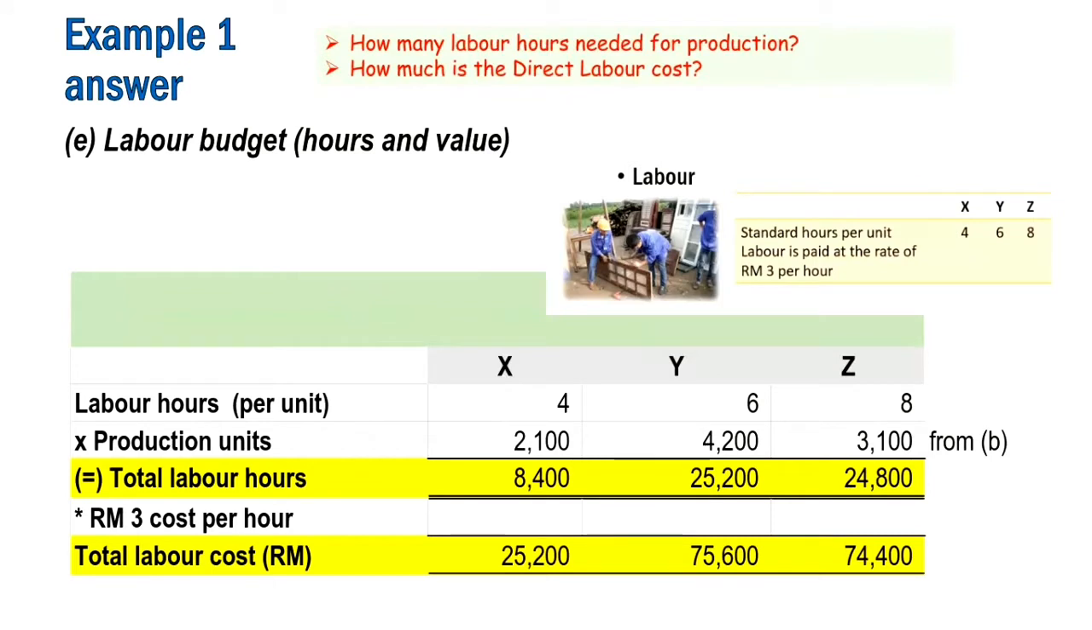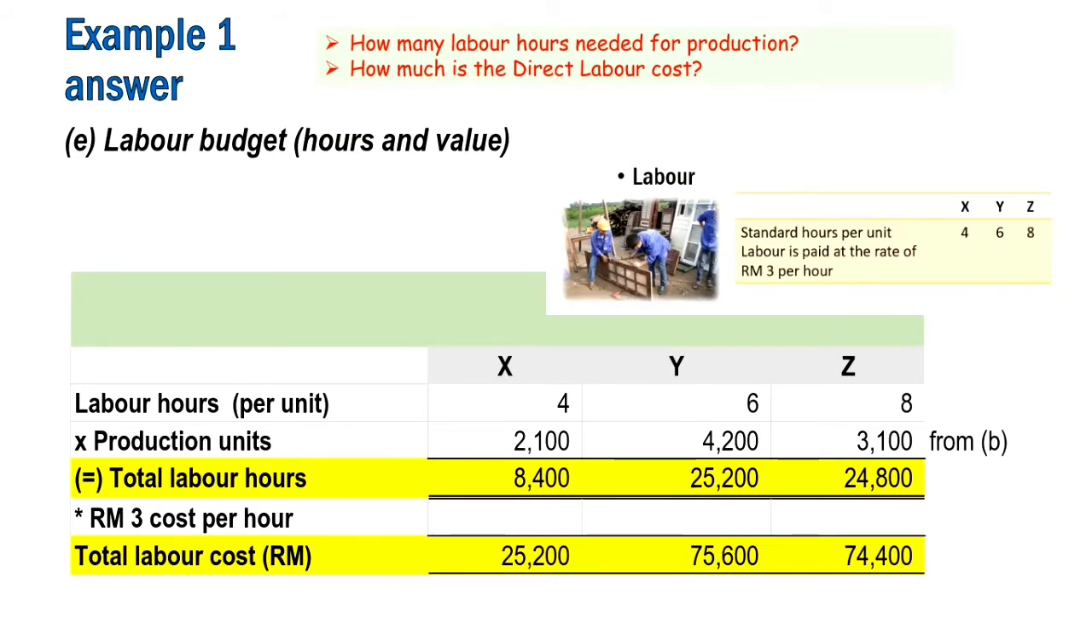Next question. How much is the labor budget? Hours and value. So the question you must ask yourself is how many labor hours are needed for production and how much is the direct labor cost. So labor hours per unit is given as per the yellow table here, 4 and 8 for each unit. Remember, X is produced at 2,100 units, Y 4,200 units, and Z 3,100 units. And this information we get from question B.